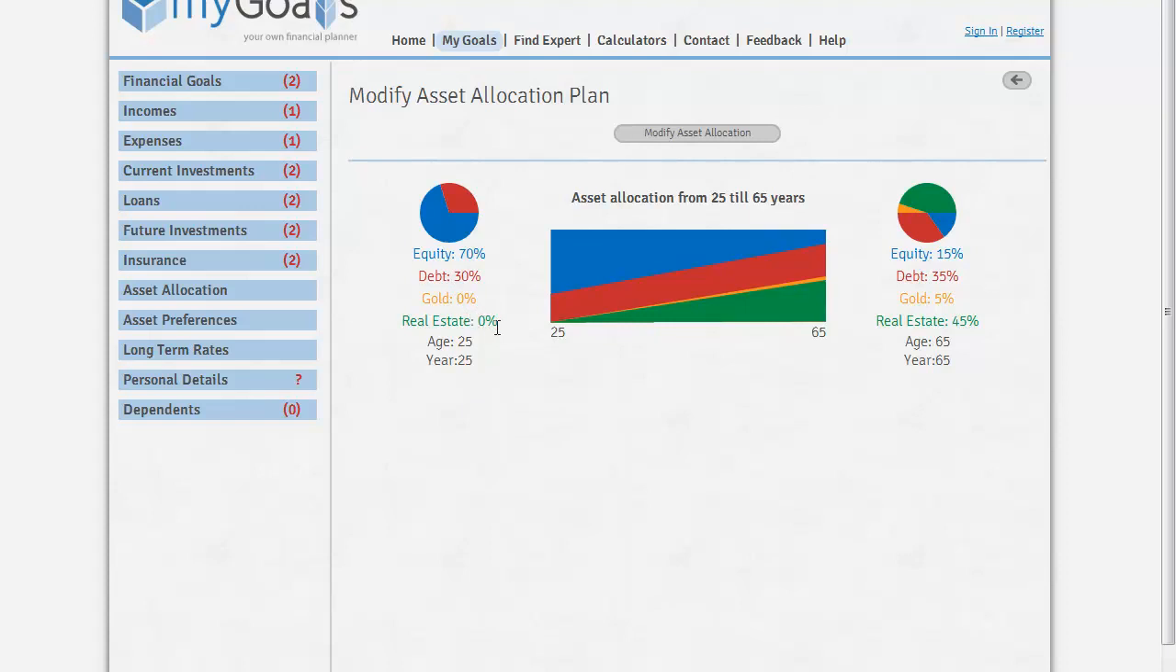The parameters range from how much risk you can take to how much risk you need to take. What are your income sources? What is your financial strength now in terms of, say, your net worth, and so on. You need to ensure that you take just the required amount of risk to meet your financial goals. So how do you specify your asset allocation plan in iMyGoals? Let's look at how you can modify it.